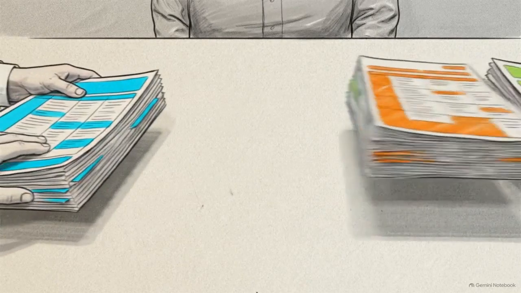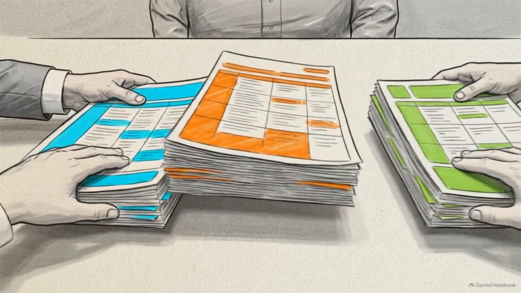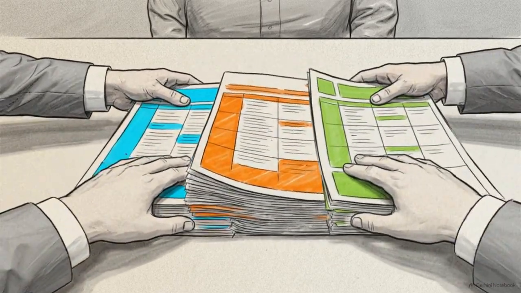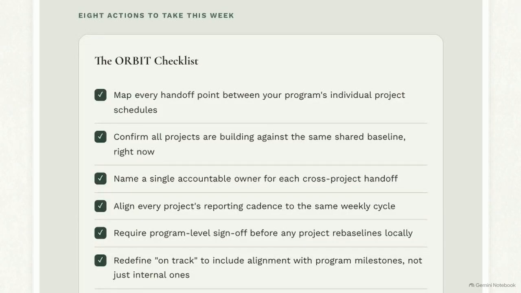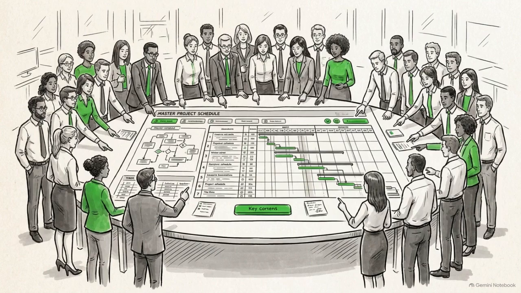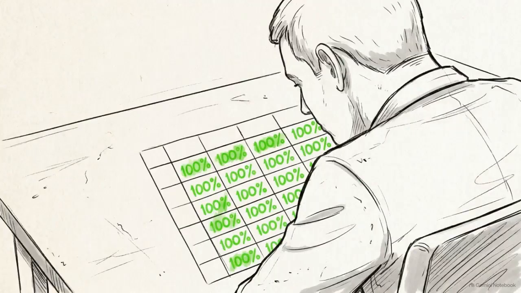When drift is finally discovered, the recovery protocol changes. Demanding that a single delayed project catch up in isolation usually fails. Instead, the entire program must be paused and resequenced as a single interdependent organism to find a new path to the finish line. This establishes a new standard for performance. Meeting individual project deadlines creates no value if those outputs miss the shared integration window.